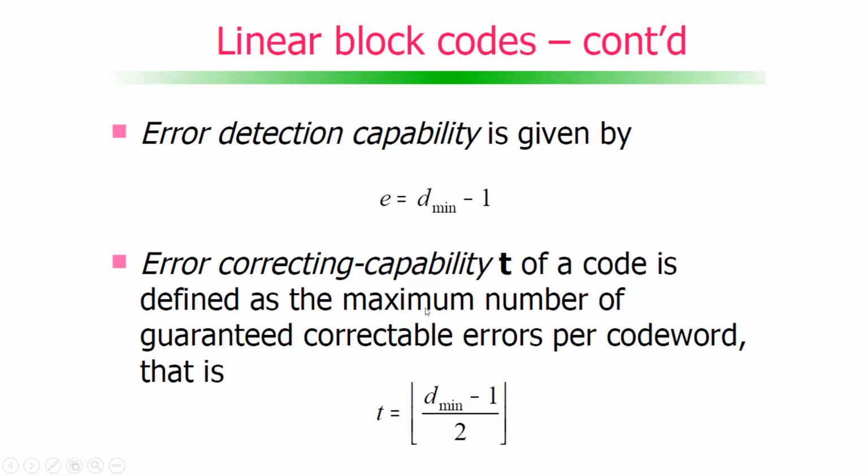Number of errors it can correct: the error correcting capability of a code is given by d minimum minus 1 divided by 2, and take its floor, that means the lower integer. So whatever is the minimum distance of a code, minus 1, divided by 2. These many errors the particular code can correct. And how many can it detect? d minimum minus 1.